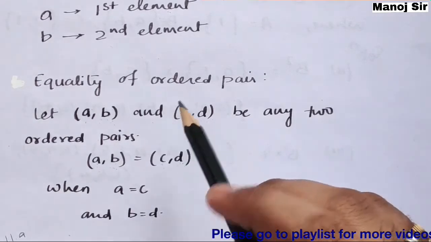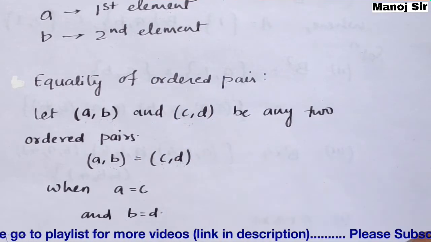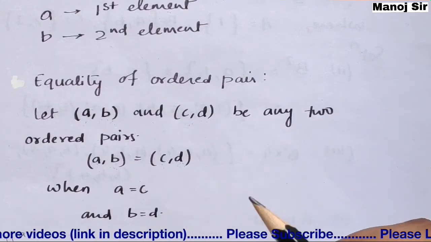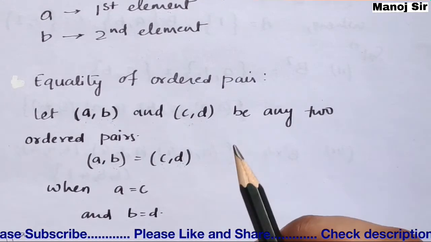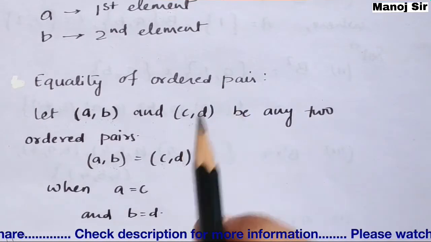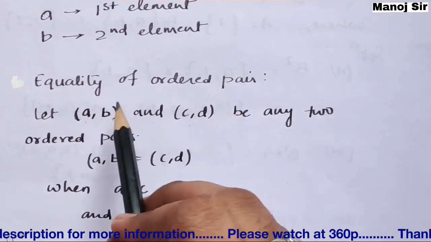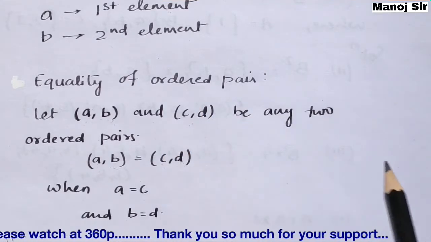The ordered pair is used in the product of two sets. In the next video we will see how to find the product of two sets, and in that video we will solve one problem. We will be using this ordered pair, how to write an ordered pair in the product of two sets.